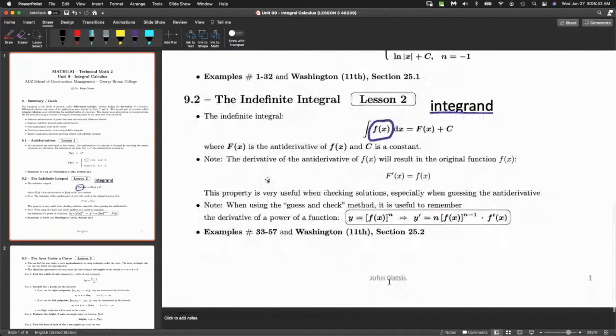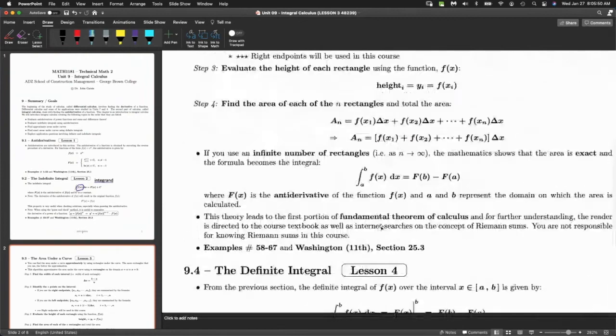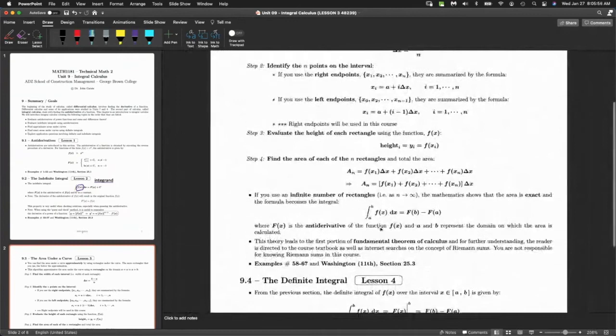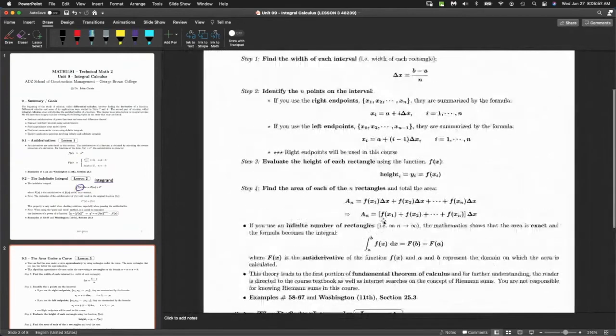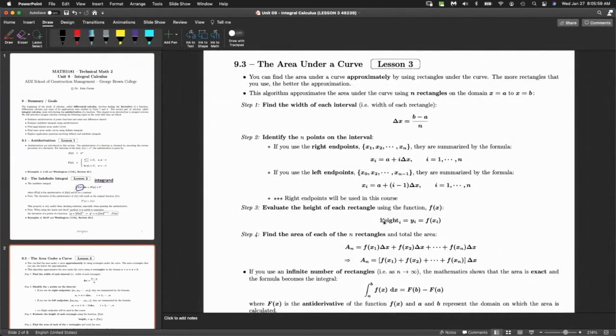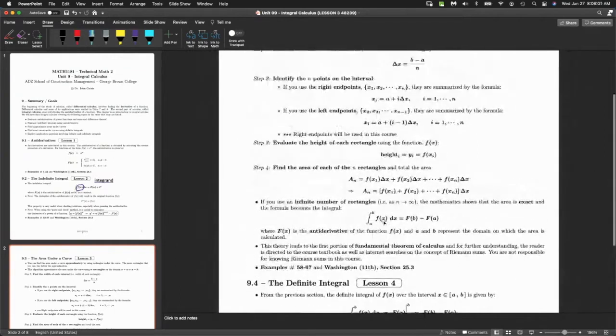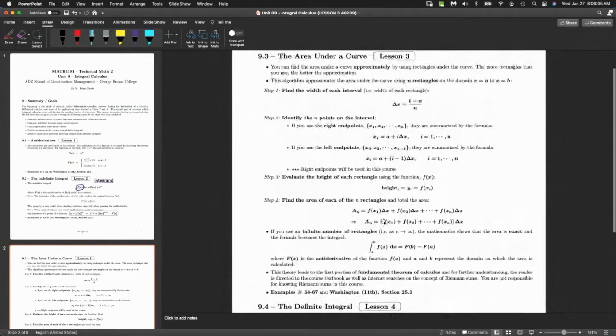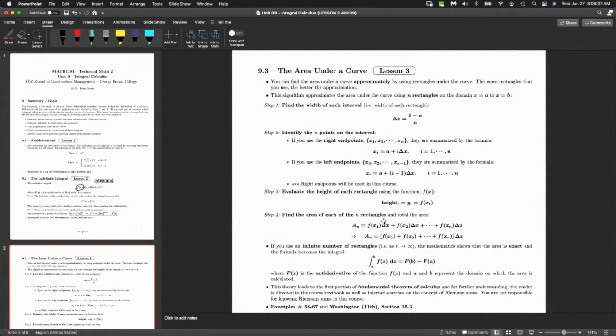We're moving on to a new topic today, and this all ties together. Remember, it's one big story that is going to come to a climax next week. So now we're talking about the area under a curve. When you look at this, you might be like, oh goodness, what the heck is going on here? Look at this algorithm. It kind of reminds me of the optimization stuff at the end of last semester.